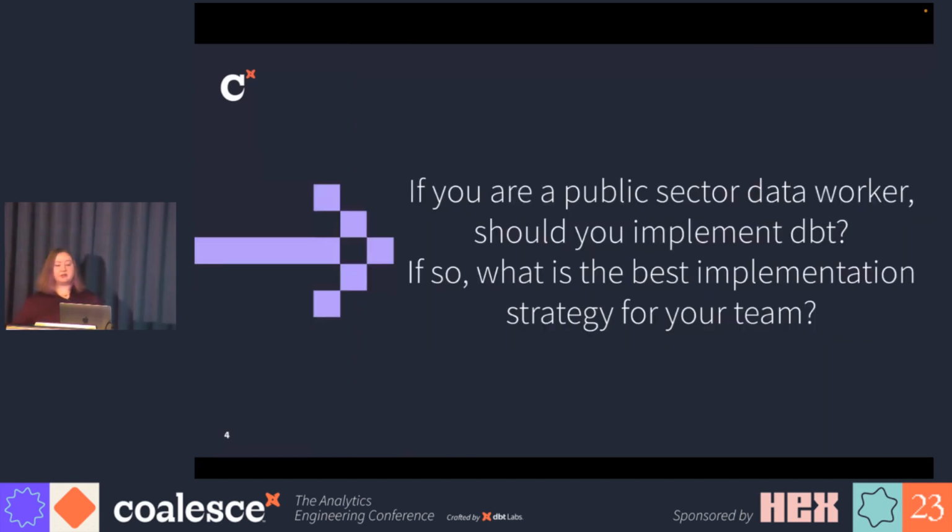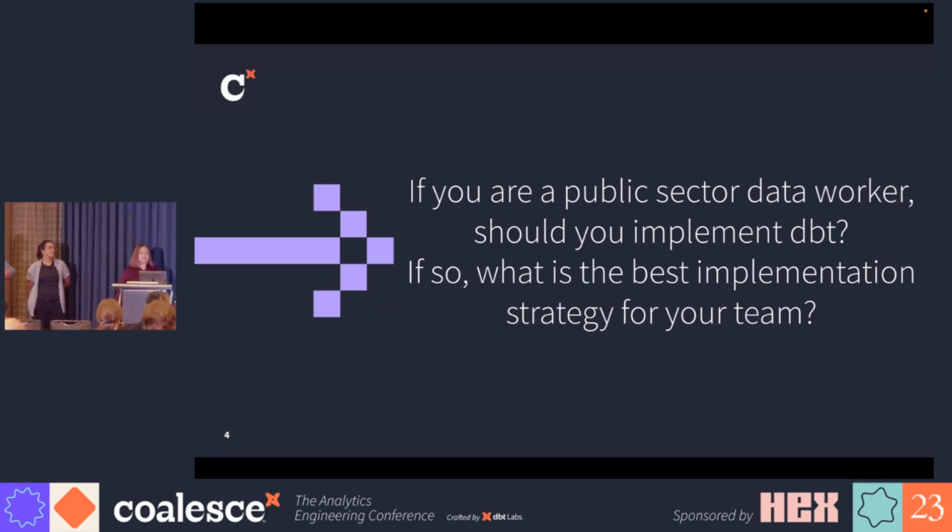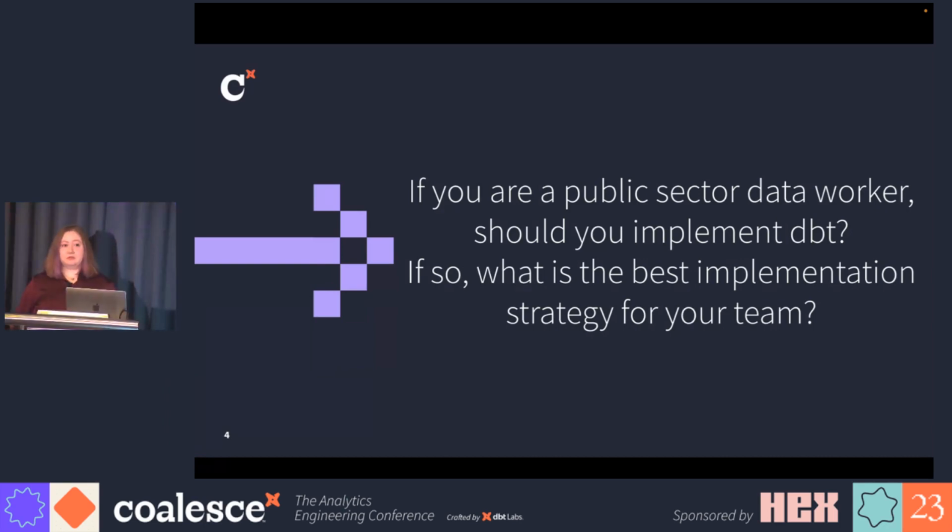By the end of this talk, we hopefully want everybody to be able to answer the question: if you are a public sector data worker, should you implement DBT? Is it right for your organization? And if so, what is the best implementation strategy? Because we're going to be demonstrating or talking a little bit about some different implementation strategies that we've done at our organizations. We've got 3 different case studies, so 3 different approaches.